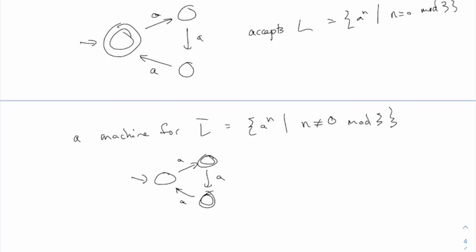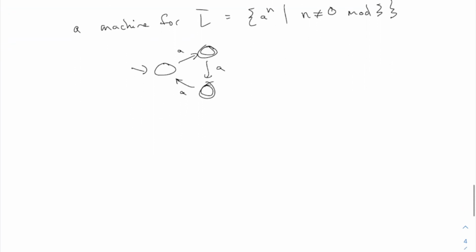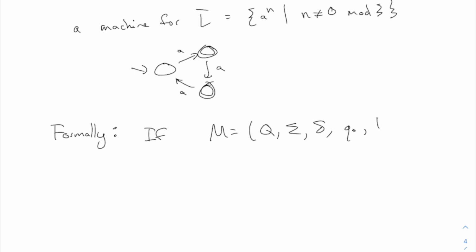That's all there is to it. This is a fairly simple trick, and it works just great. I would like to say this a little bit more formally here. If my original machine is Q, sigma, delta, Q0, and F, with L of M being some language, right? The language that it accepts.